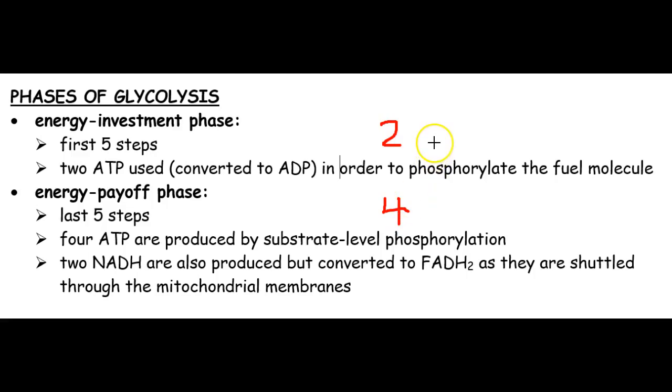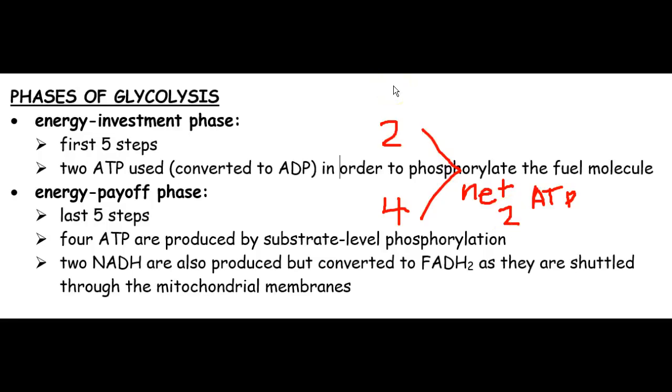And so overall, if we look at that, how many have we produced? Well, we put in 2, we ended up with 4. So we have a net gain of 2 ATP, in terms of our accounting. So we put in 2 ATP, we invested 2, which gave us a payoff of 4. So overall, we have a net ATP gain of 2.